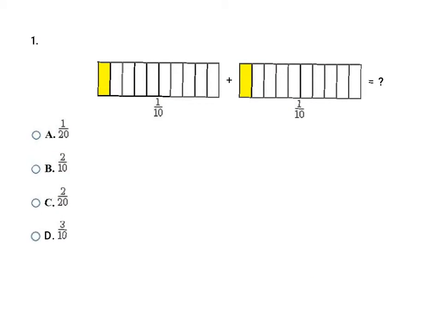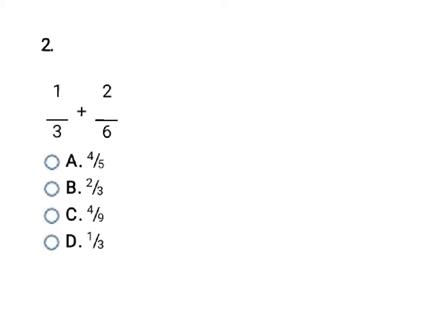So here in this first problem, both of my fractions have the same denominator, so that means I can just go ahead and add the tops. 1 plus 1 is 2, and then I carry the denominator through, so 2/10 is my final answer, which is choice B.